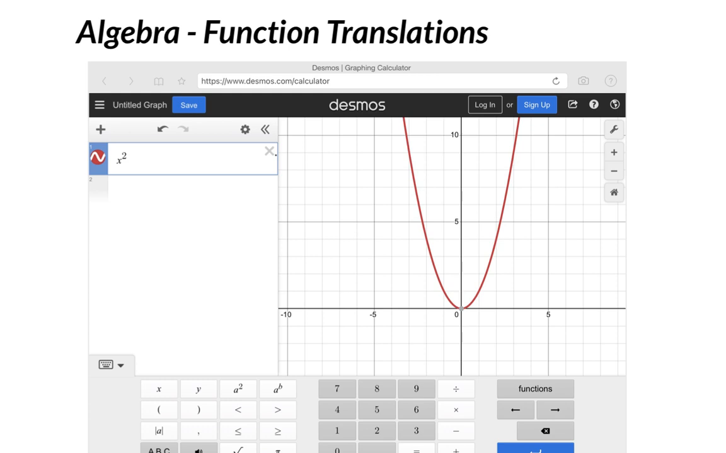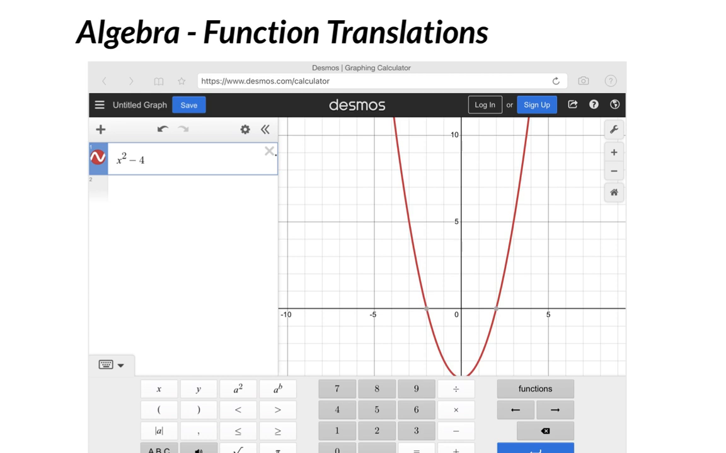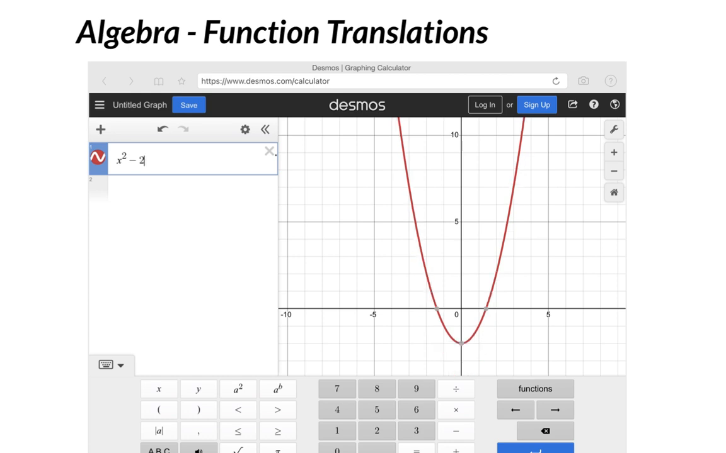Now, if I were to just add something, let's just add 3. There it is. So it took my parabola and just shifted the vertex up 3 units. So if I change that to like a 5, let's slide it down. Like that. You can see that whatever I add or subtract is the shift up or down.